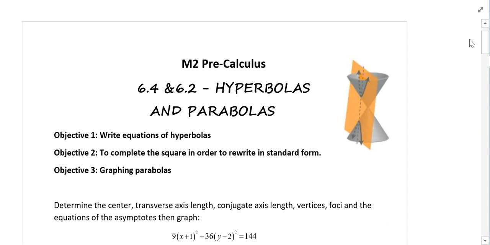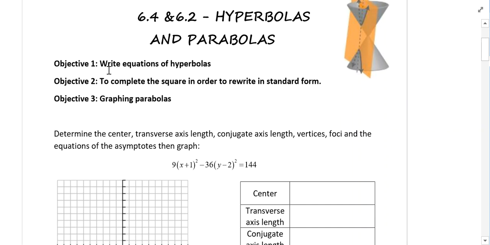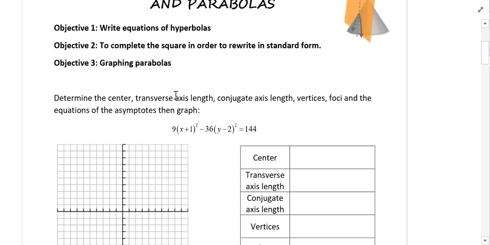Welcome to lesson 6.4 and the start of lesson 6.2 on hyperbolas and parabolas. So we're going to finish off hyperbolas and we'll start a little bit on parabolas today. We're going to be looking at writing equations of hyperbolas. We're going to complete the square with hyperbolas, which is a little tricky, so that's going to take some practice. And we're going to maybe start graphing some parabolas as well.